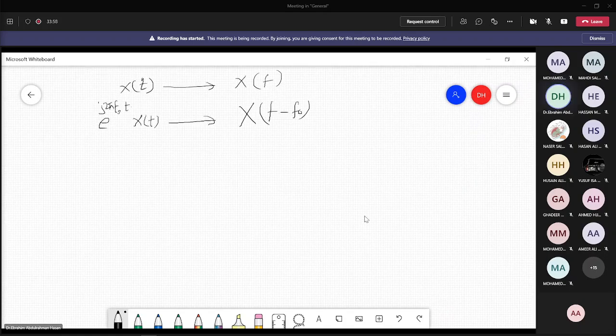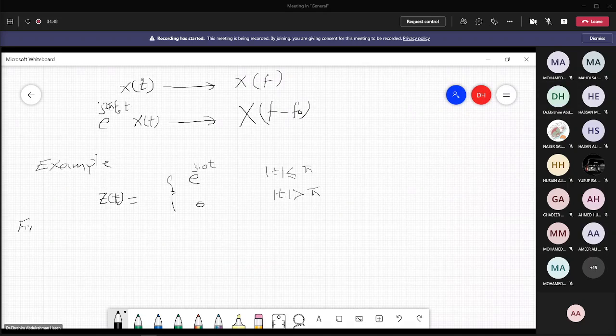Okay, let me take an example. Suppose z of t equals e to the power of j10t for absolute value of t less than or equal to pi, and it is equal to 0 otherwise. Find z of omega this time.